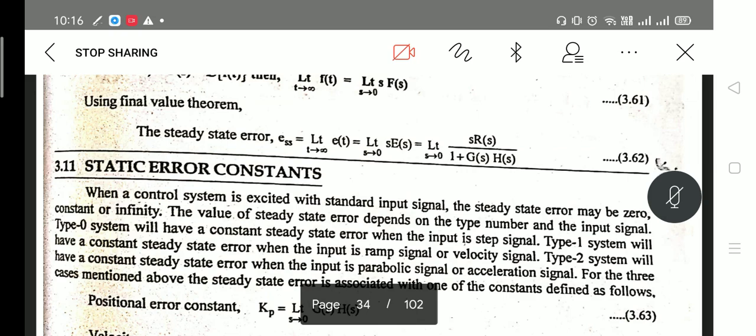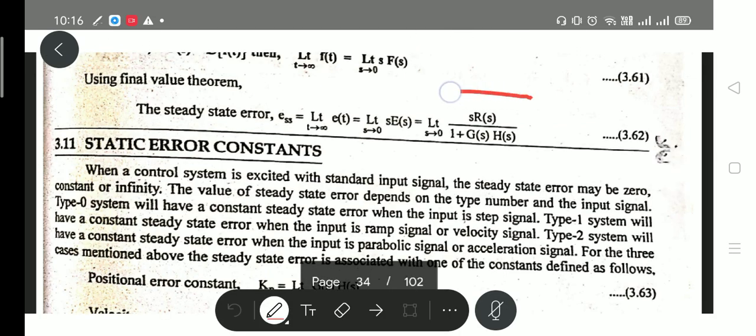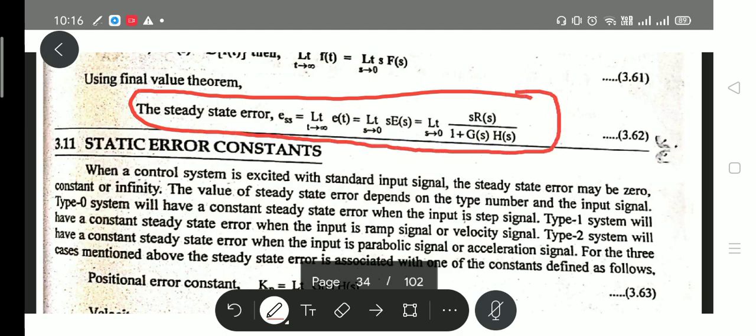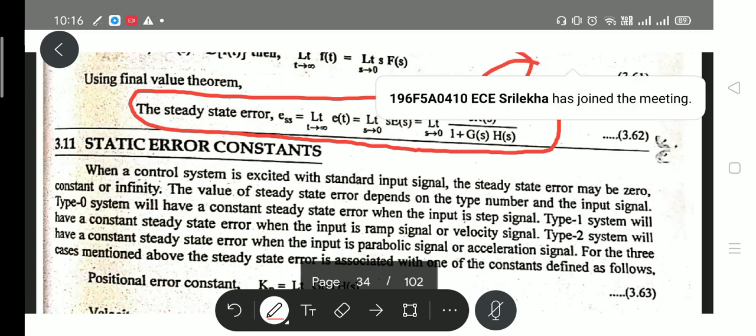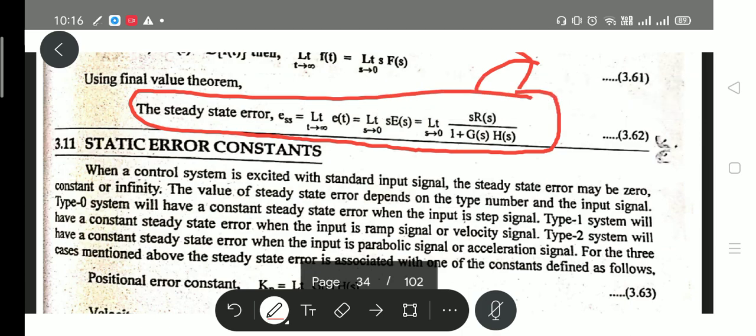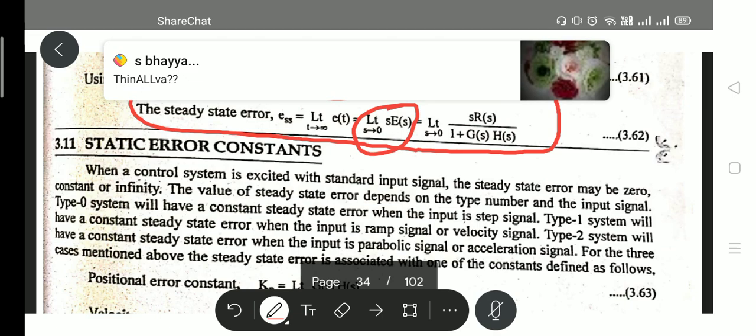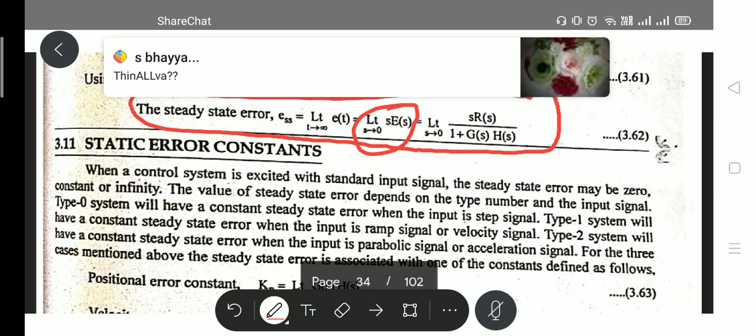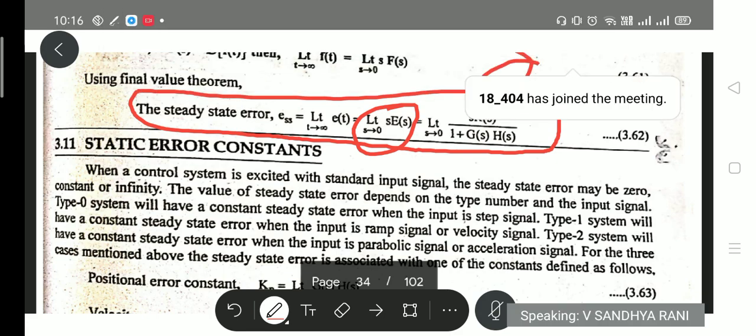Here the steady state error formula is ESS is equal to limit s tends to 0 of s into E of s, where E of s is R of s by 1 plus G of s into H of s. This formula is important. The steady state error ESS is equal to limit s tends to 0 of s into E of s. In place of E of s, you can substitute R of s by 1 plus G of s into H of s.